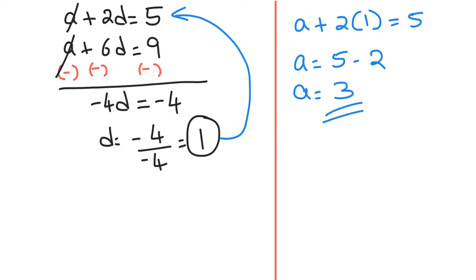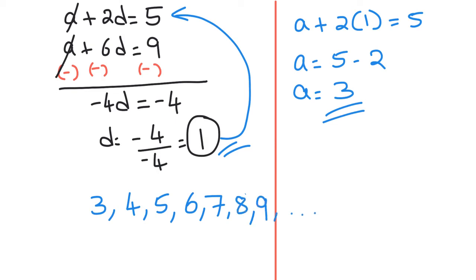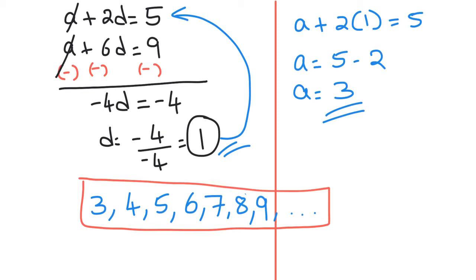So we know the first term, we know the common difference. Now we can easily generate the arithmetic progression. The first term is 3. The second term is obtained by adding the common difference to the first term. So that's going to be 3 plus 1, 4. The third term is 5. Fourth term, fifth term, sixth term is going to be 8, seventh term 9, and so on. So this is the arithmetic progression whose third term is 5 and whose seventh term is 9. So this is how you do this kind of a problem.